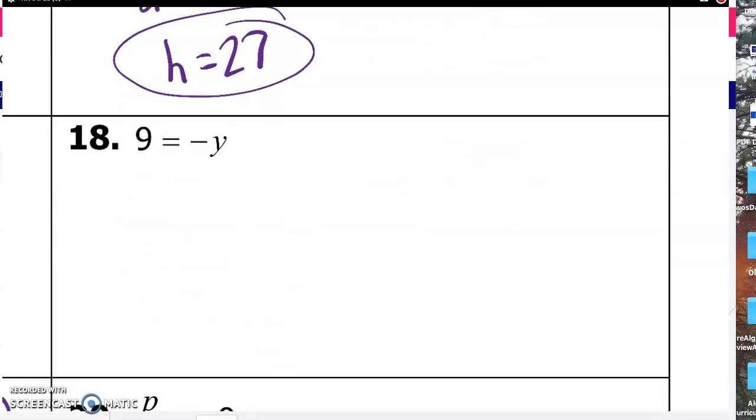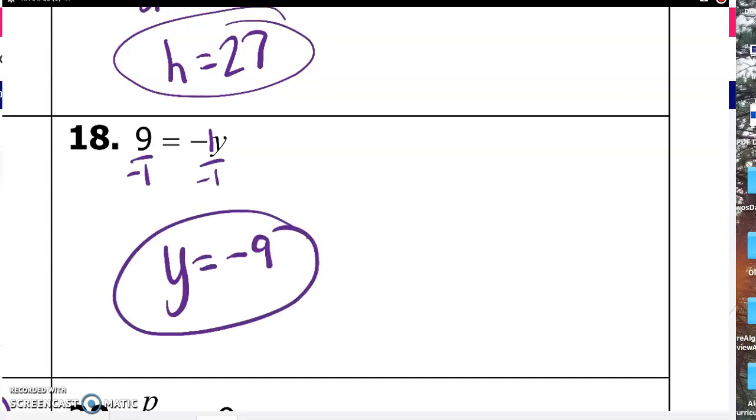18, there's just a negative sign in front of the y. That doesn't mean you can add it. Remember, if there's not a number, you can always put a 1 in place. So this is -1 times y. So I need to divide by -1. Y equals -9. Don't subtract them. You're doing 9 divided by -1 is -9.